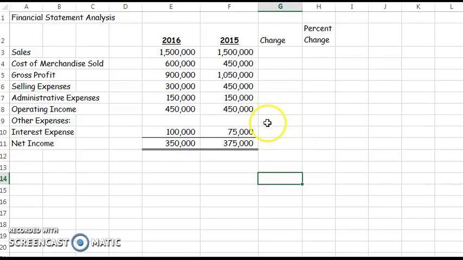Alright, this video is going to introduce you to financial statement analysis. There's a whole field in business of people who do financial statement analysis. They're called financial analysts. So we can look at a financial statement and see the numbers, but we can gain even more insight if we start comparing. So let's look and see all the different ways that we can compare.